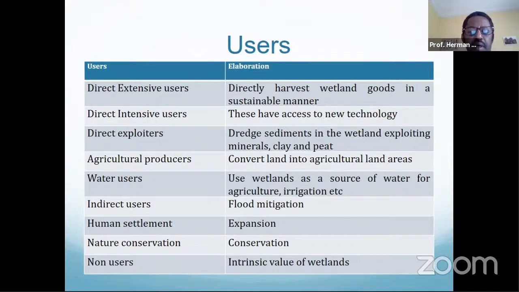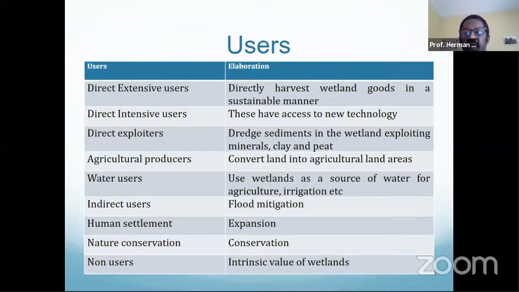So here you can see different types of users and what they do: direct extensive users, direct intensive users, direct exploiters, agricultural producers, water users, indirect users, human settlement, nature conservation. And even if it is relatively small compared to other wetlands, you can see that the number of people who may use the wetlands is not very small.